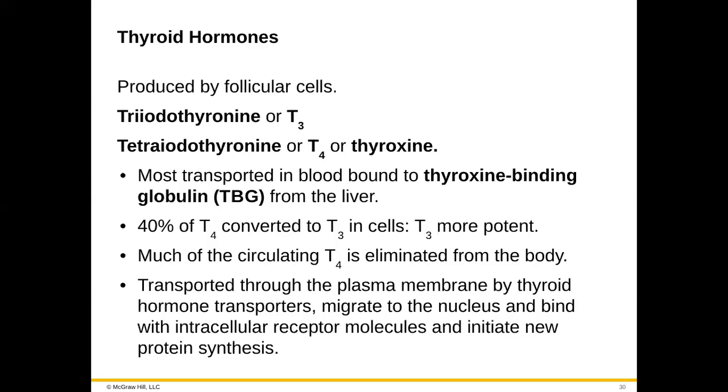Now, what happens in terms of how we're getting this into the cells? So it's going to be transported through the plasma membrane by thyroid hormone transporters. It'll migrate to the nucleus and bind with the intracellular receptor molecules, and this can then initiate protein synthesis.